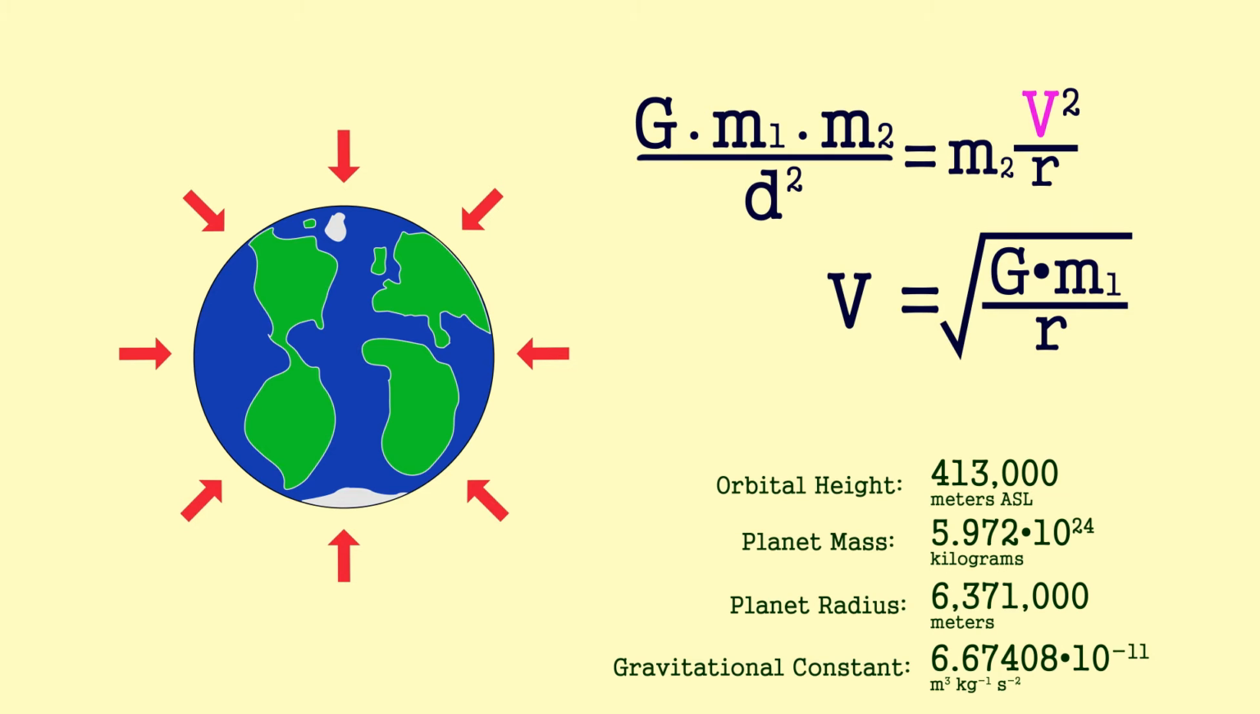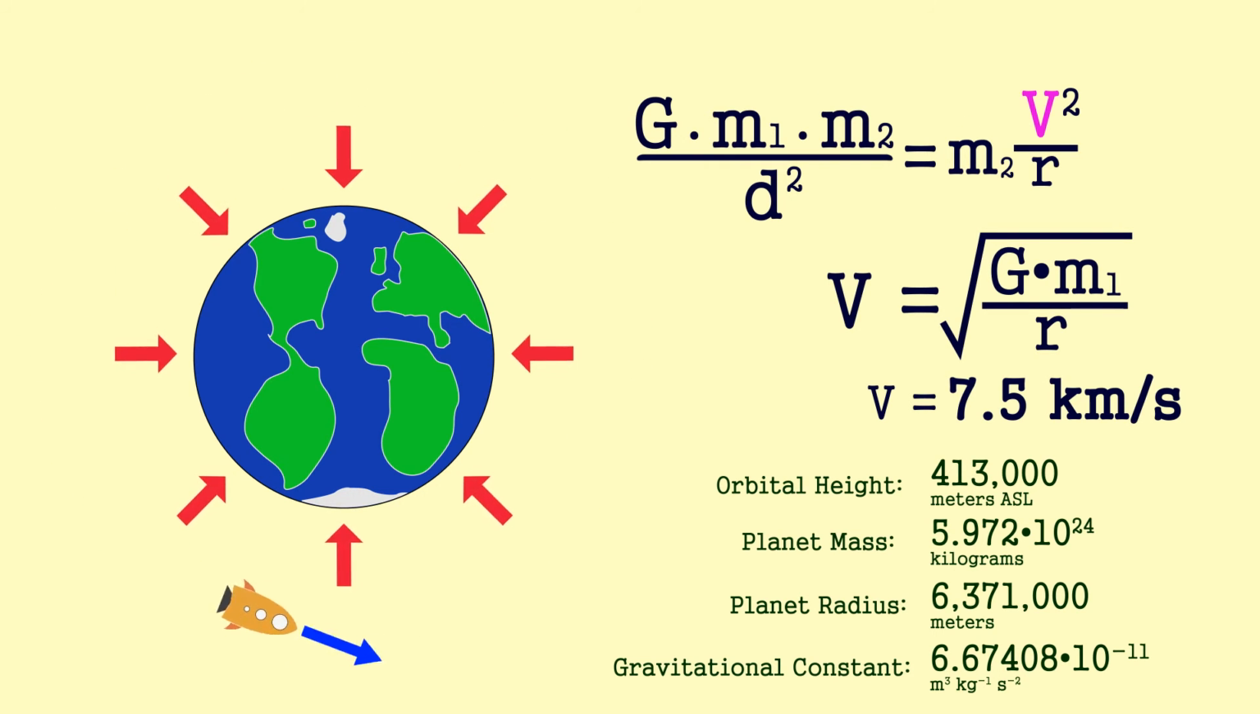Solving for this equation using these numbers reveals that the necessary speed of our rocket or station will need to be about 7.5 kilometers per second. And guess what? The average speed of the ISS is 7.66 kilometers per second. Furthermore, because there is no air in space, and therefore no drag to slow you down, once you reach the desired speed, there is no need to fire your rockets ever again.